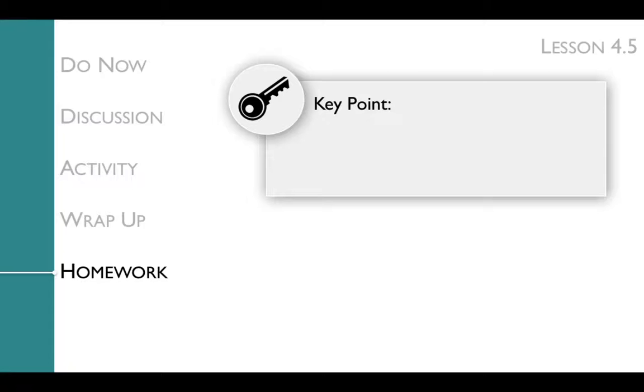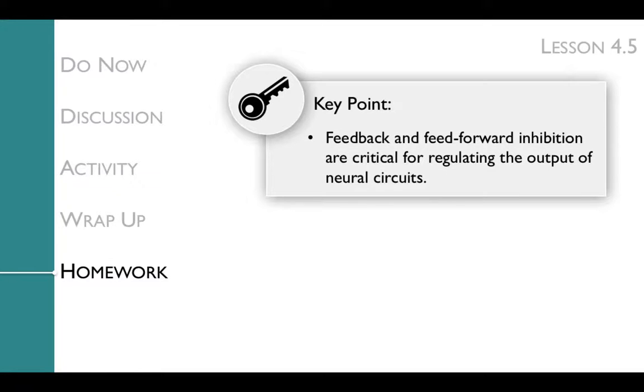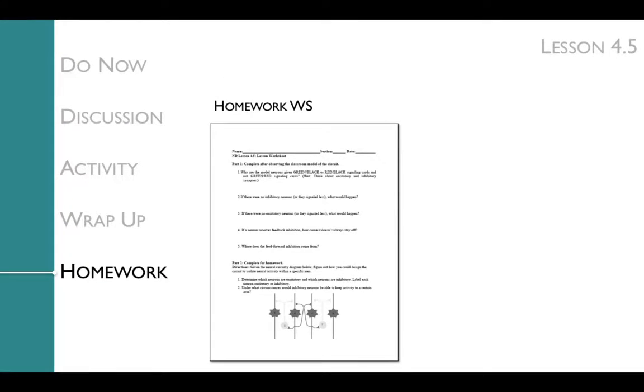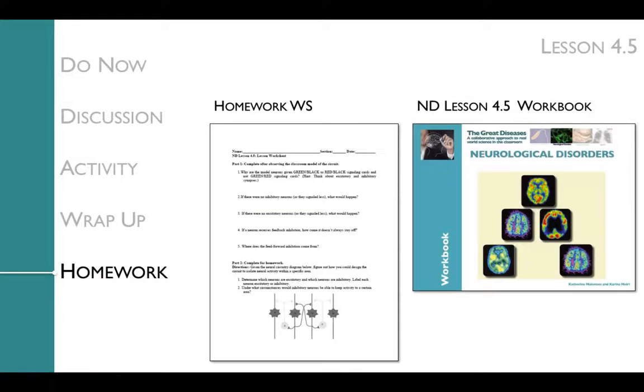The key point of the homework is that feedback and feed-forward inhibition are critical for regulating the output of neural circuits. We'll get to this key point with a worksheet. For homework, students will complete part 2 of their lesson worksheet, which is designed to get them thinking about controlling excitation, which will lead into our discussion of epilepsy in tomorrow's lesson. If students need additional help with this homework, they can refer to the workbook reading associated with lesson 4.5.